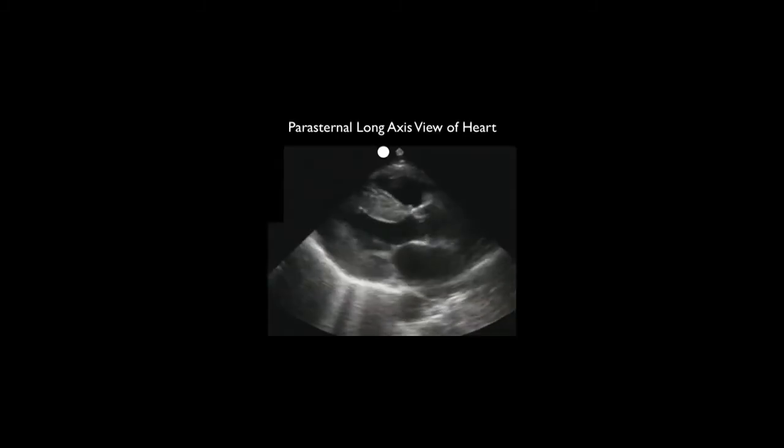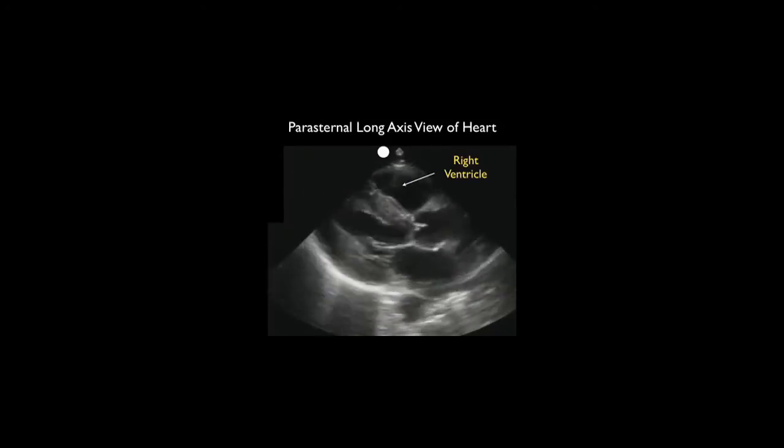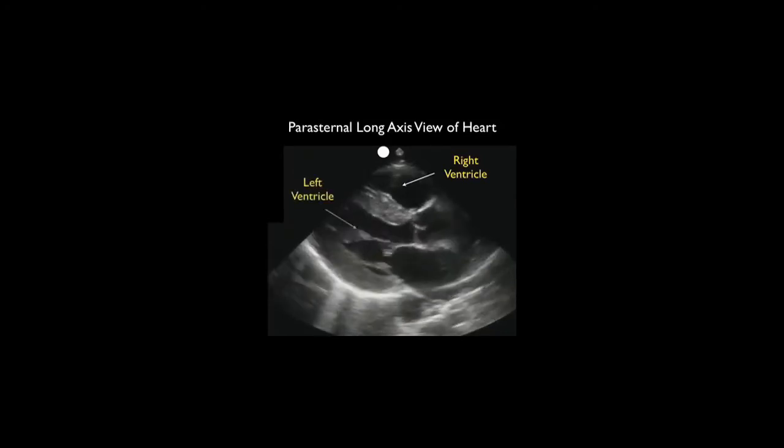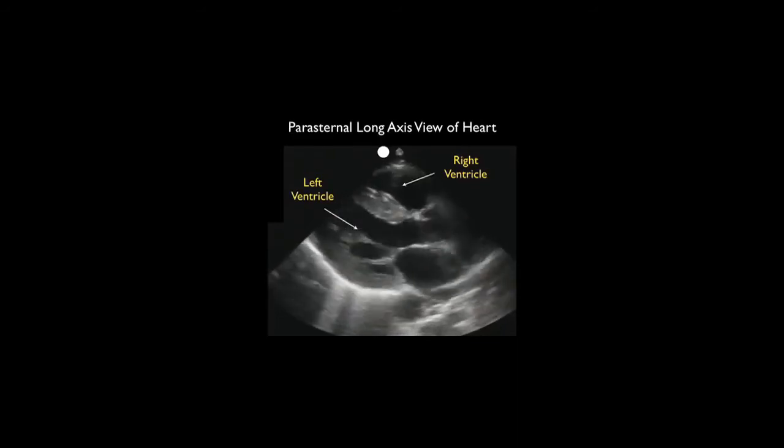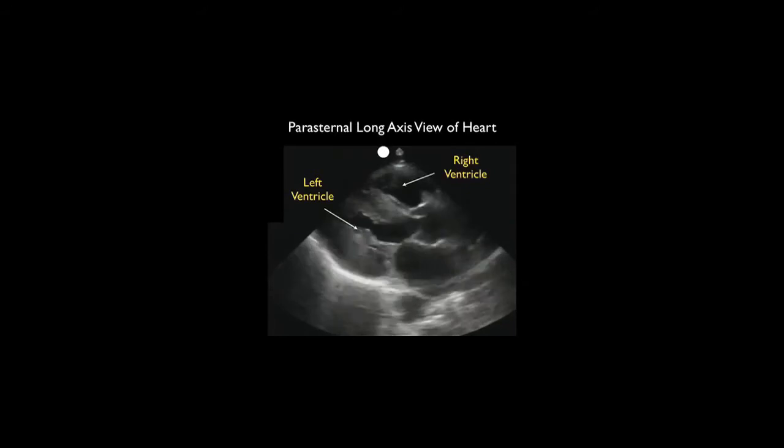Let's now take a look at the parasternal long axis view of the heart in action. Remember again that the most superficial chamber will be the right ventricle, and the normal dimensions of the right ventricle are that it should be about half the size of the left ventricle. If the right ventricle is the same size of the left ventricle, that could be a sign of RV strain. We see the left ventricle posterior to the right ventricle. Note its hypertrophic walls. This patient actually had long-standing hypertension.